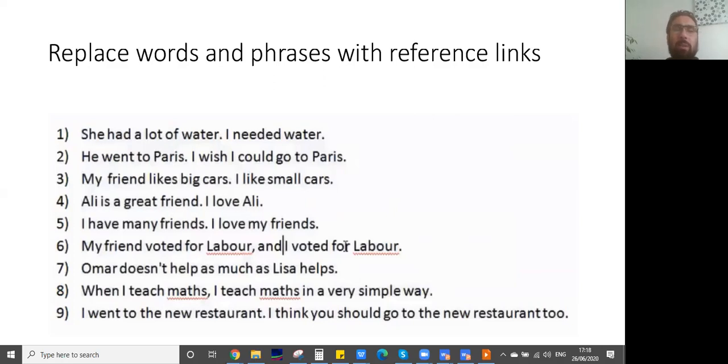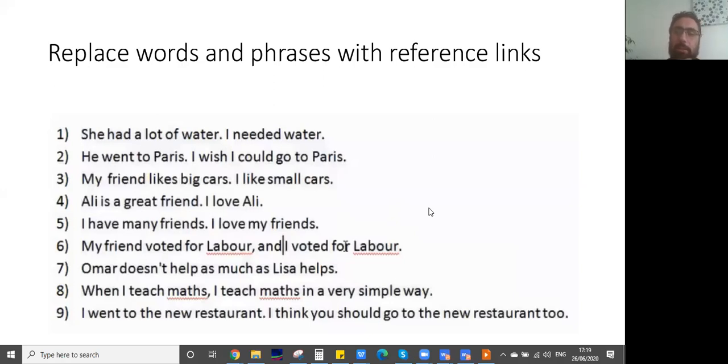Number 4. Ali is a great friend. I love Ali. So what could we put there? Yeah, him sounds good. Object pronoun, yeah, it's a good substitution. Good. Okay, I have many friends. I love my friends. Okay, sounds good. I love them to replace friends.